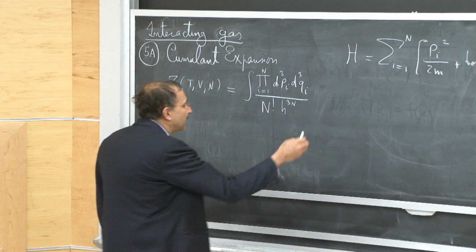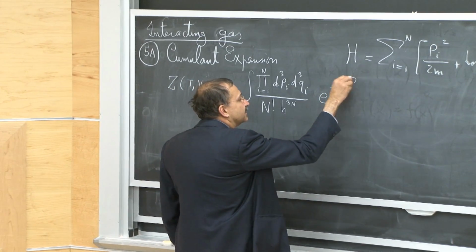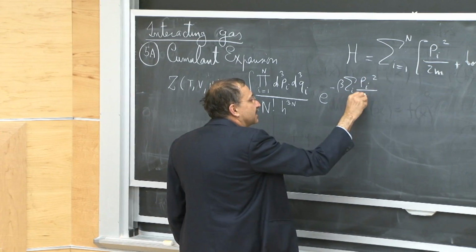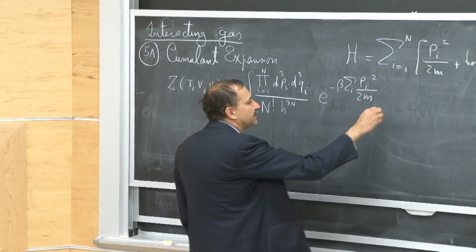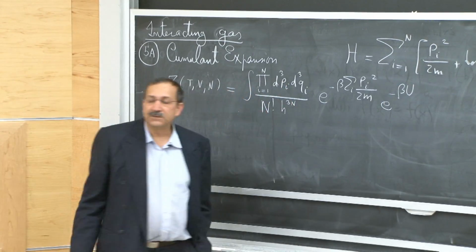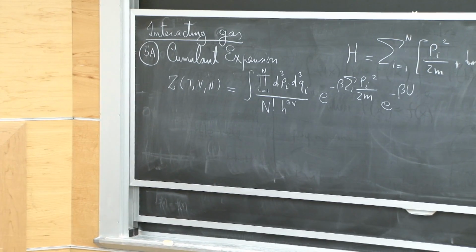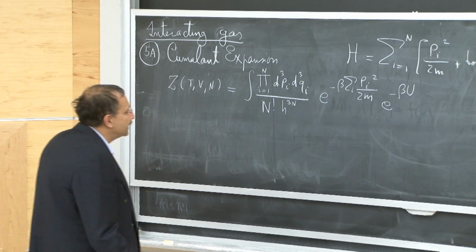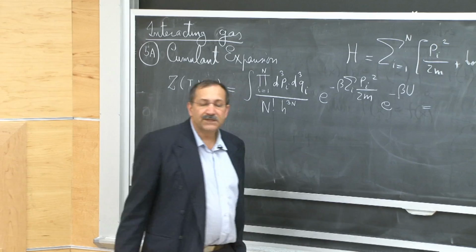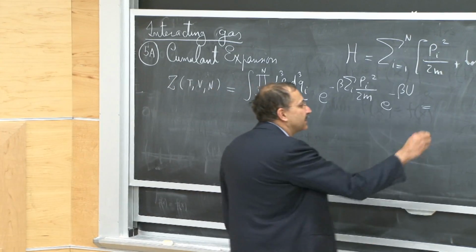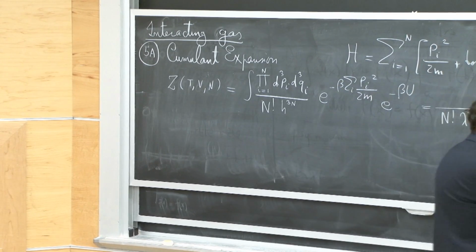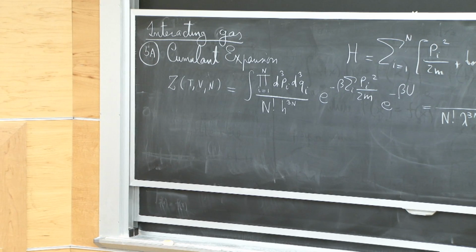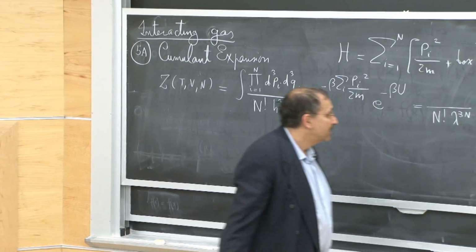And then we have e to the minus beta h, which has a part that is e to the minus sum over i of p_i squared over 2m, that depends on the momenta, and a part that depends on the interaction u. The integrals over the momenta we can easily perform. They give us the result of these Gaussians that we can express as lambda to the power of 3n, where we introduce this lambda to be h over root 2 pi mkT.